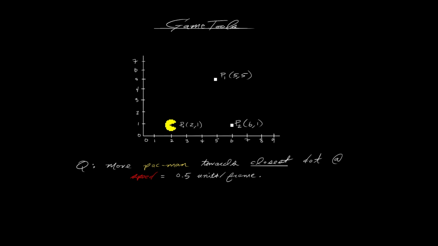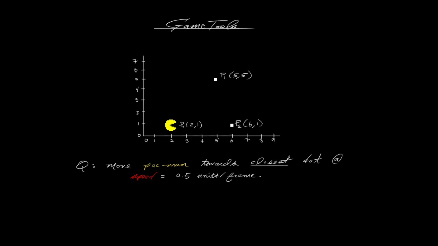Today, let's look at this given example. So here we have a game board, we have Pac-Man, and then we have two dots. And here's the question. In this frame, we want to move Pac-Man towards the closest dot at a constant speed of 0.5 units per frame. Now you might be asking yourself, how do I solve this?